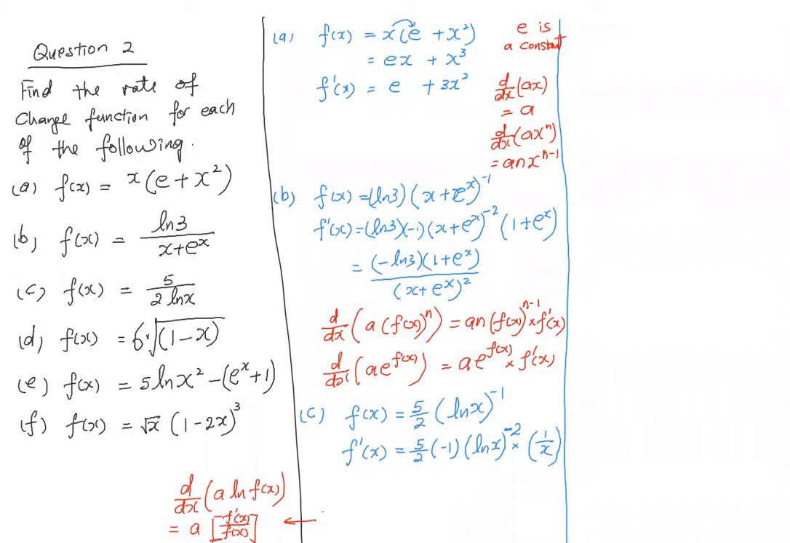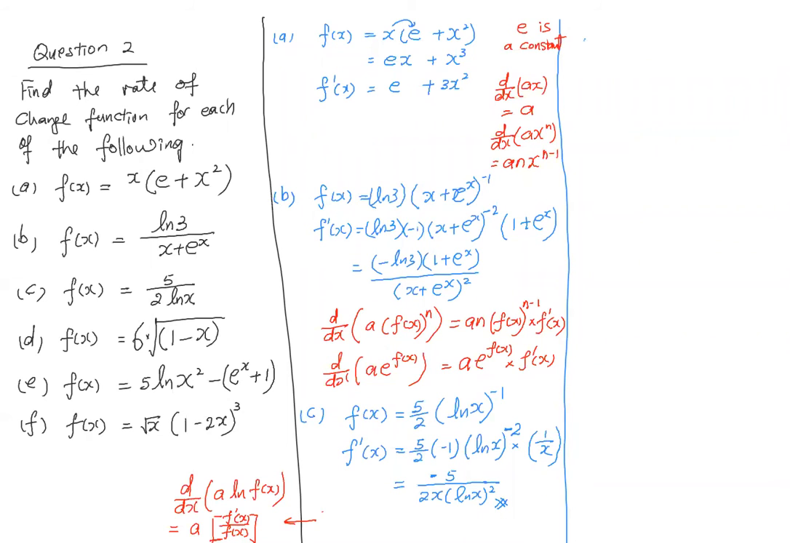We have been doing this for so long already. So this one, if I simplify, I rewrite. It will become negative 5 over 2x times ln x squared. Am I right? So I practically cover all the rules that we have learned already through these few examples. Okay, let's look at part D.